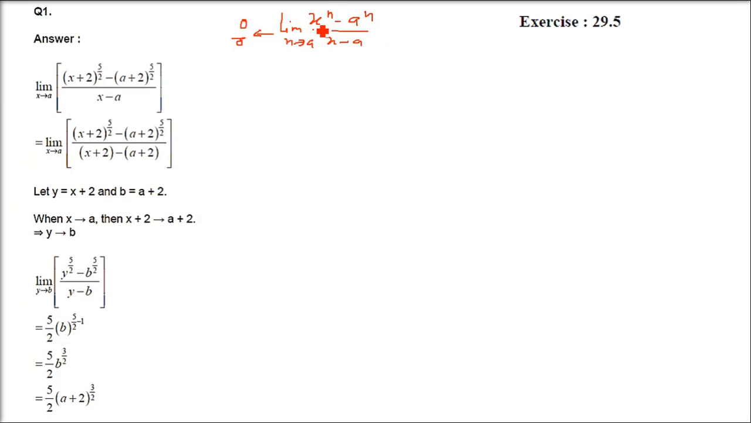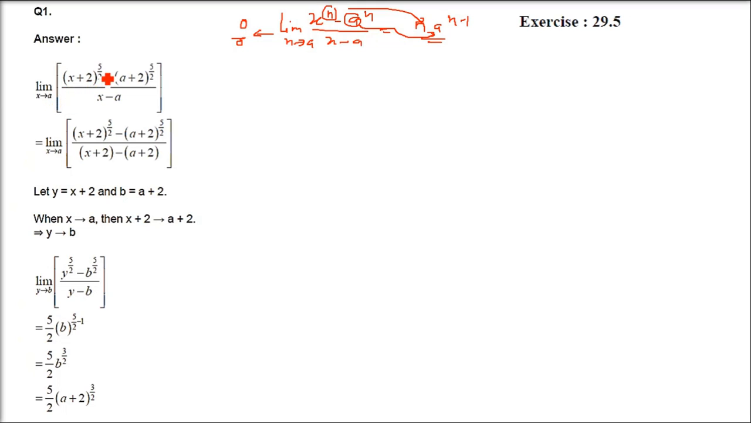So x to the power n minus a to the power n, we already discussed when we were discussing the theory, that when we have the expansion of x to the power n minus a to the power n, there is a cancellation. So the final evaluation of this is n a to the power n minus 1. So this n you have to place here, a you have to place here, and just apply raised to n minus 1. This is what you have to do here. So here we have limit x tends to a. This is the first question.